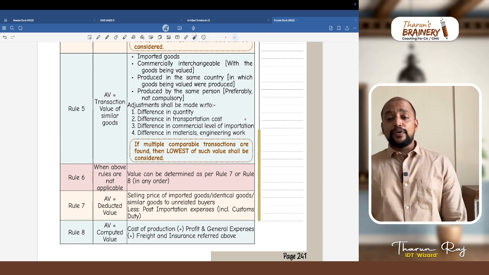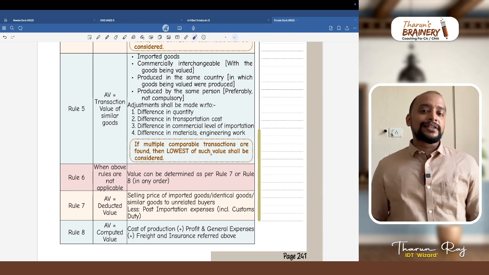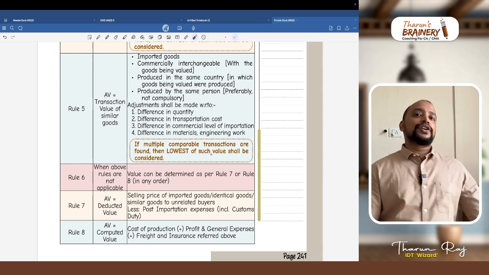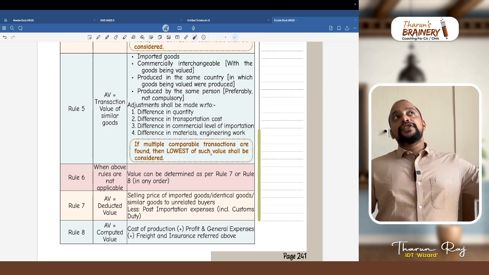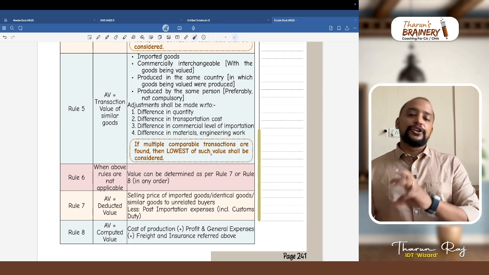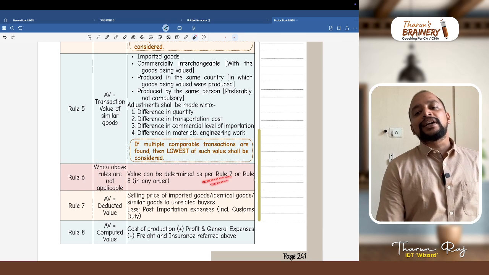Here also, if there is more than one value, we need to take whichever is lowest. For example, we are importing a top load washing machine and there is a front load washing machine as comparable. Now we need to see the usual price difference between a top load and a front load. That adjustment we need to make.